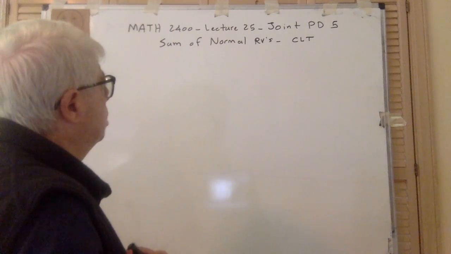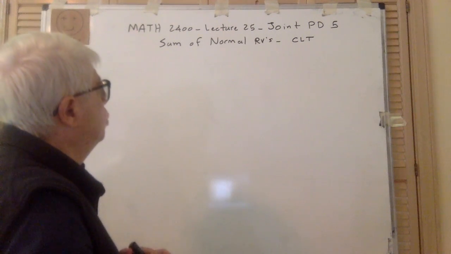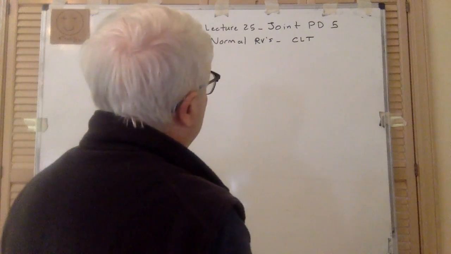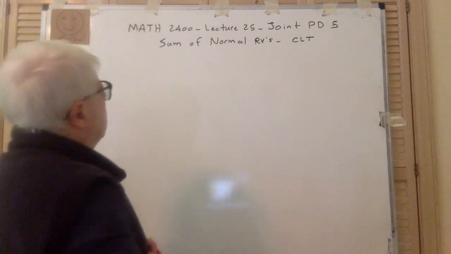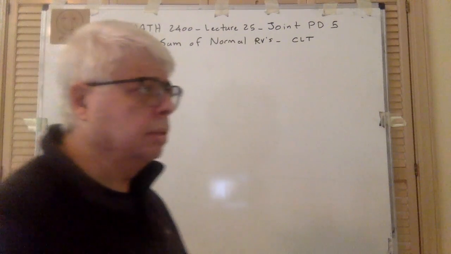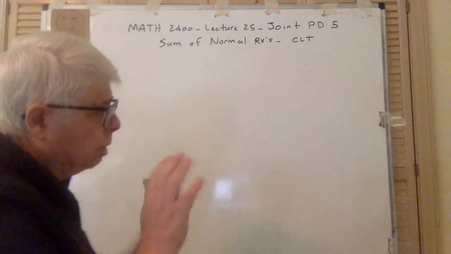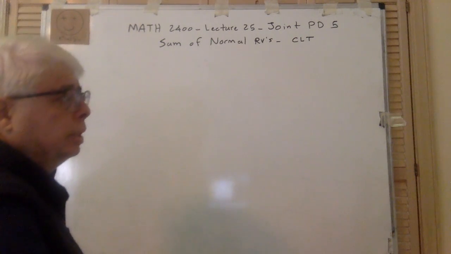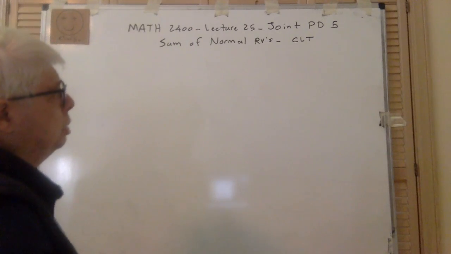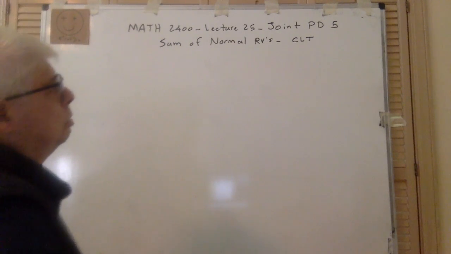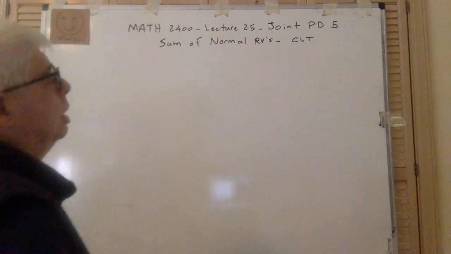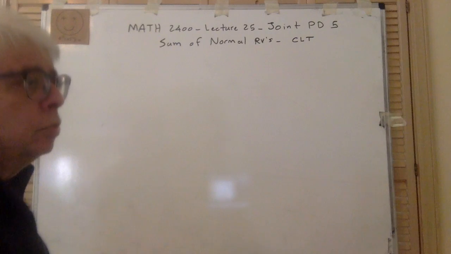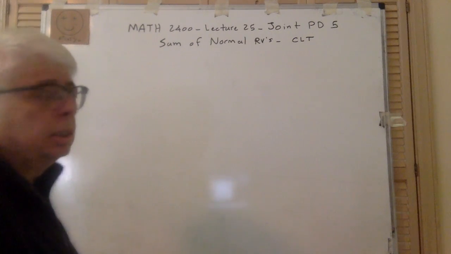So let's see, today I'll discuss sum of normal random variables and also the central limit theorem. Last time, in fact, the previous lecture was a little off. It wasn't joint PDF, but it was on sum of, say, geometric random variables, and you realize that when you sum them, you will get a negative binomial. And then when you add negative binomial random variables, you get another negative binomial.